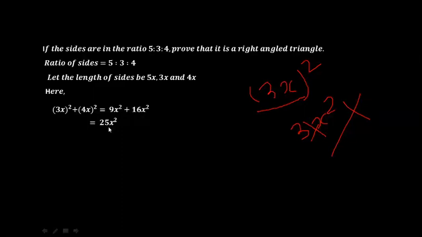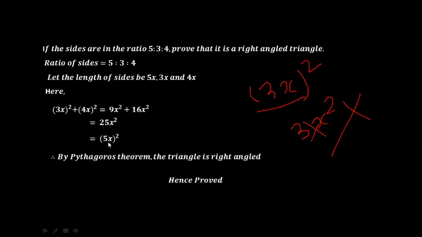Now 9 plus 16 is equal to 25x square. 25 means it's 5x square. So it's proved 5x square is equal to 3x square plus 4x square. Therefore, by Pythagoras theorem, the triangle is right angled, and hence proved.